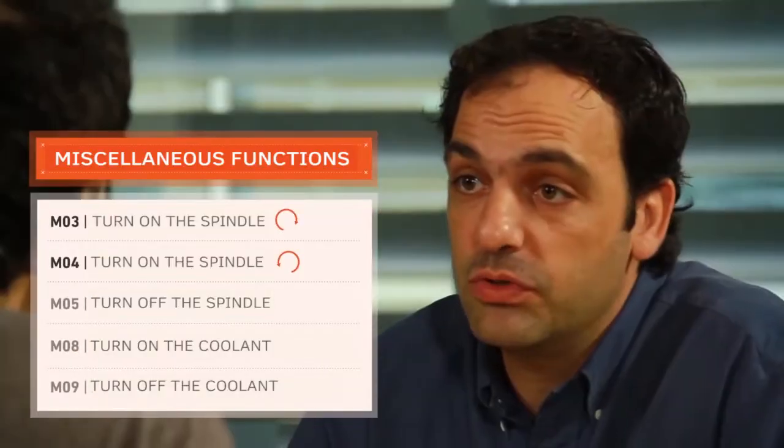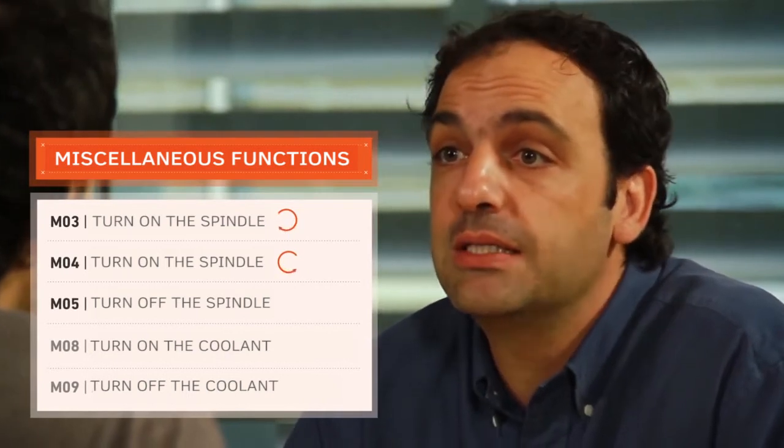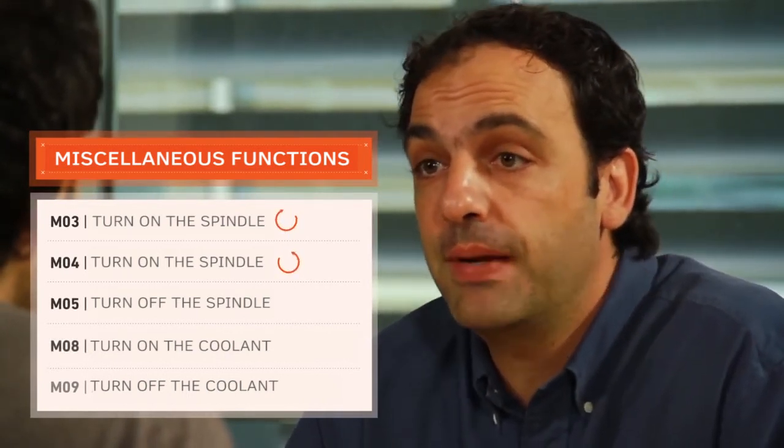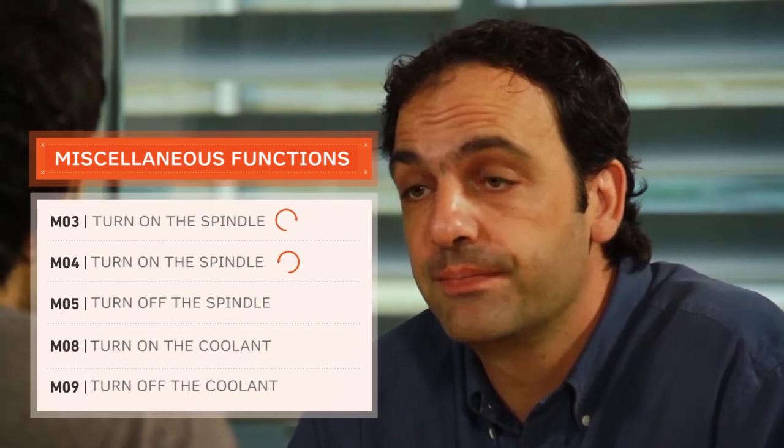Hey, listen to me. We've been looking at the G functions, and now I would like us to look at another type of function. Which ones? The M functions. The M functions, which are also known as miscellaneous, will enable us to complement what we have already seen. Let's see, for example. There are functions that we need to turn on the spindle that rotates one way, that it rotates the other way, to change the RPM, turn the spindle, turn off the spindle. We also need to turn the coolant on and off.